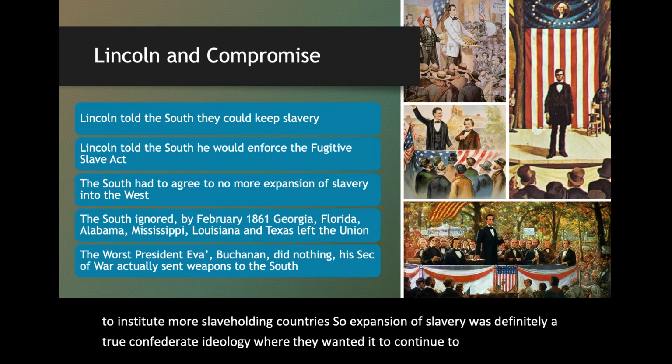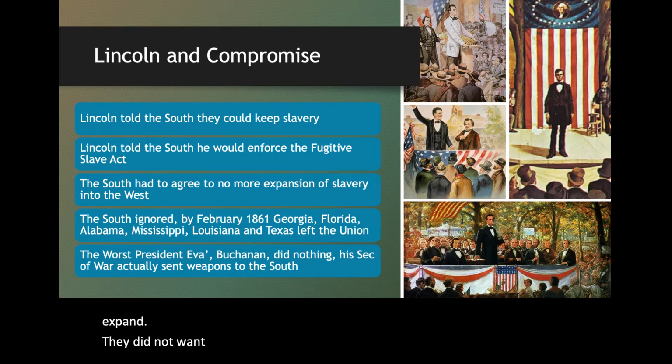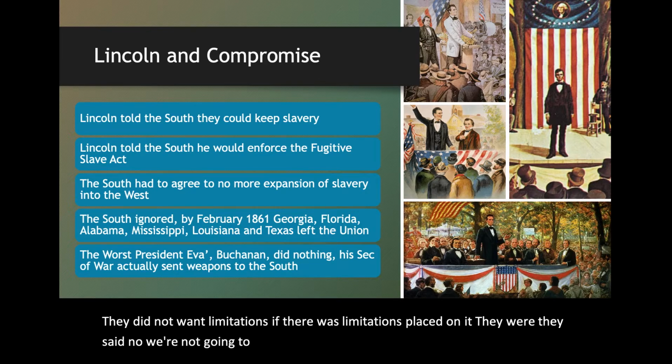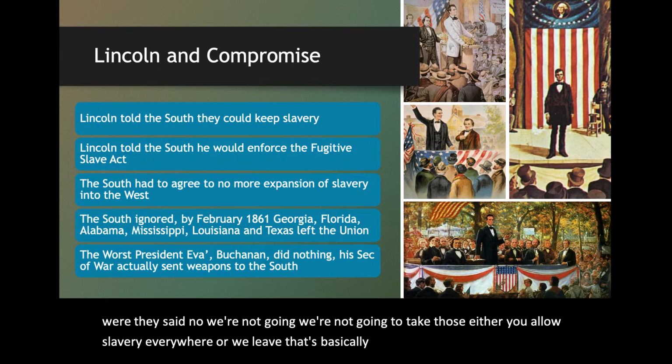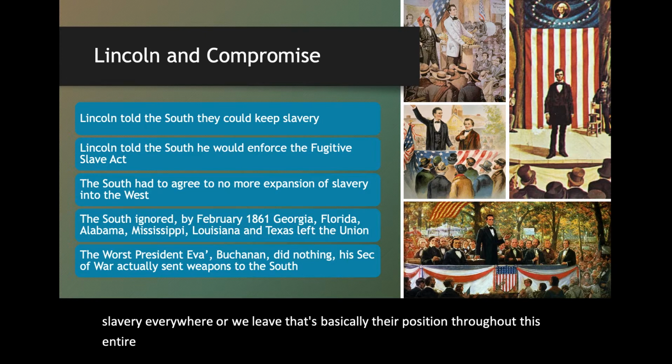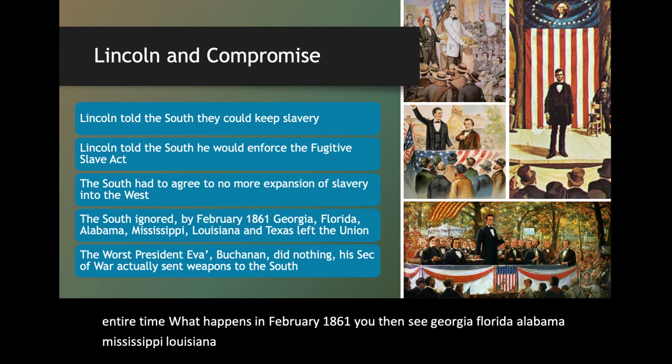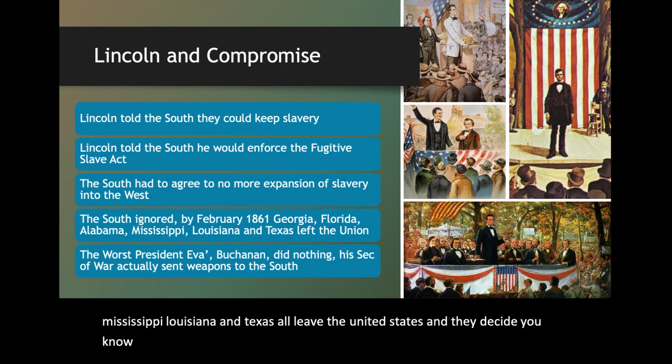They did not want limitations. If there were limitations placed on it, they said no, we're not going to take those. Either you allow slavery everywhere or we leave. That's basically their position throughout this entire time. So what happens then in February 1861, you see Georgia, Florida, Alabama, Mississippi, Louisiana, and Texas all leave the United States. And they decide, you know what, let's start talking about forming a country.